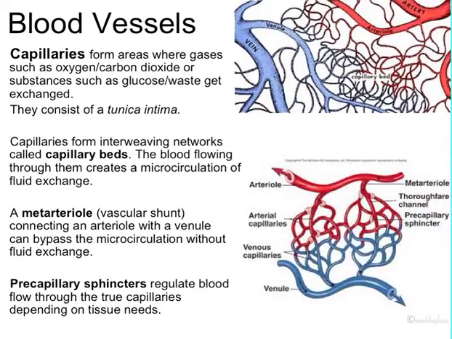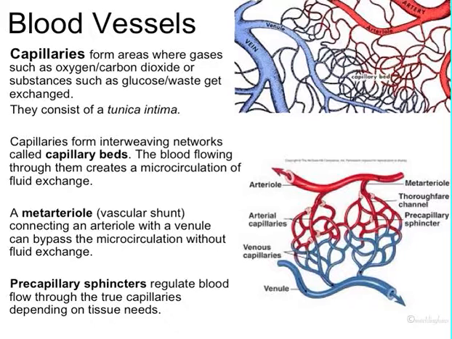Then we get to the capillaries. And these are areas where gases are exchanged. Gases such as oxygen and carbon dioxide, or substances such as glucose and waste products. They consist of a tunica intima. So they do not have the tunica media or the tunica adventitia. They only have the tunica intima. Capillaries form interweaving networks called capillary beds, and the blood flowing through them creates a microcirculation of fluid exchange.